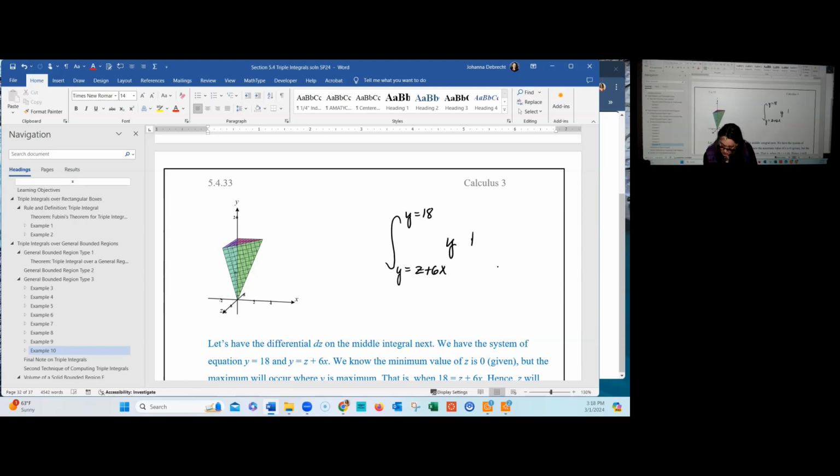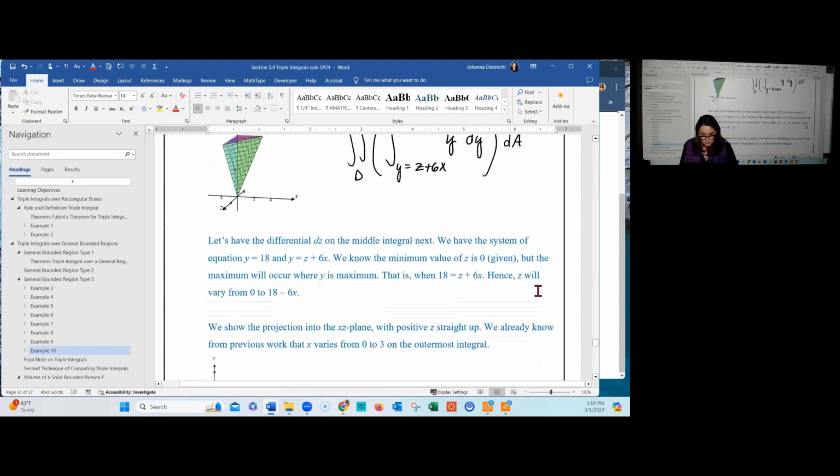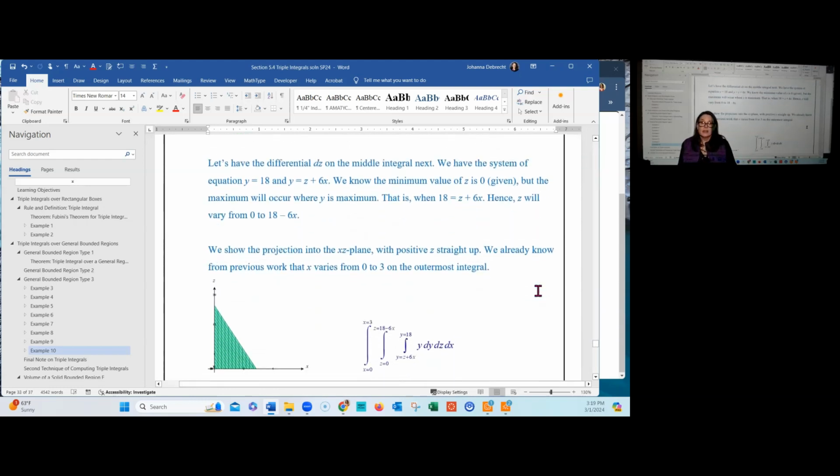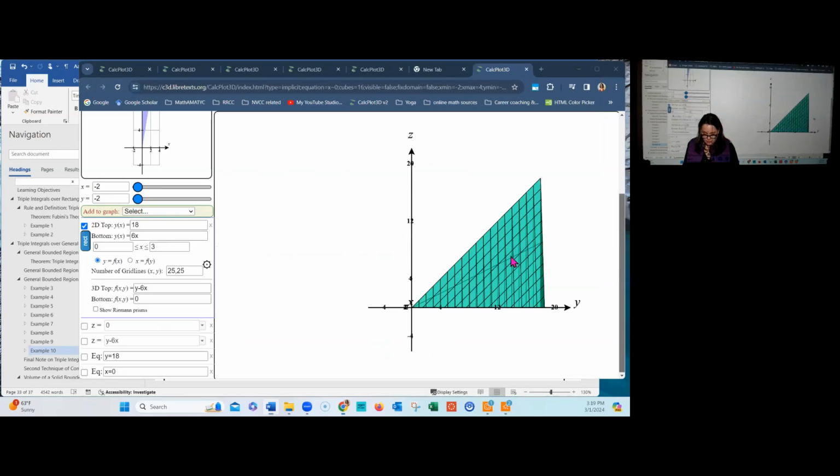The integrand is y, and we're going with respect to y first. Then on the outside, we have a double integral over the projection into the xz plane. And this would be the area differential. So let's suppose we want to do the differential dz for the middle one. If we want to do the differential dz, remember that we're projecting into the xz plane, so we need to return to our picture over here, and we need to get y out of it.